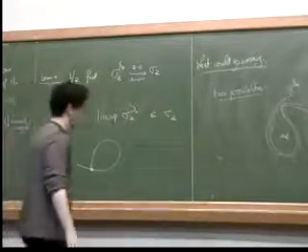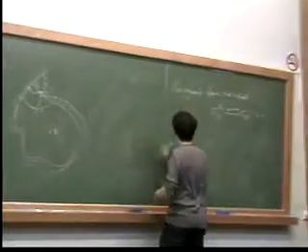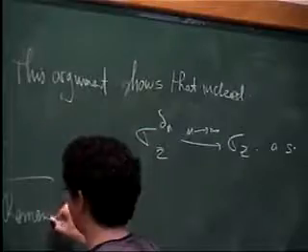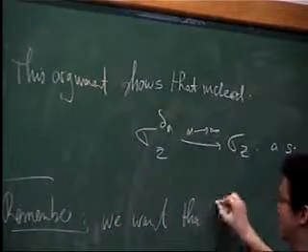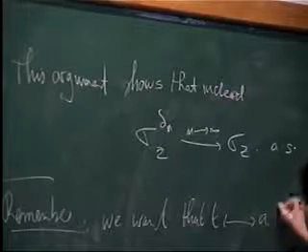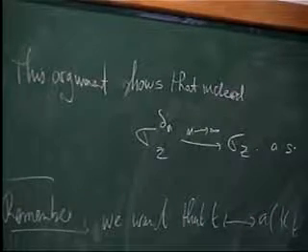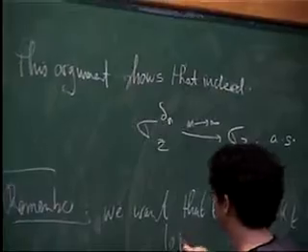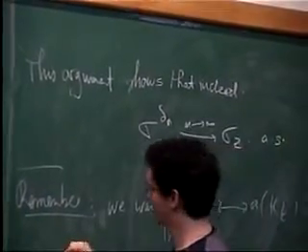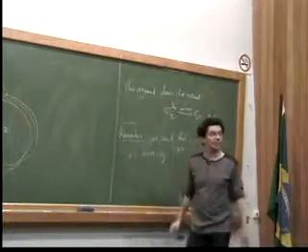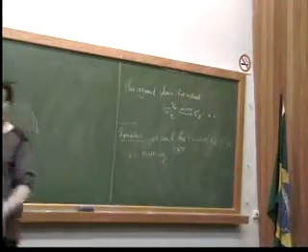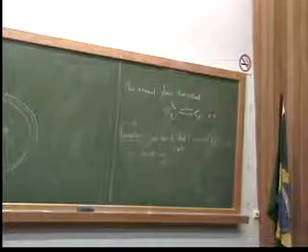Okay. So now, remember what we are after. We want to prove that t goes to A of K_t is almost surely increasing. That's what we are after. So again, we have to look at the different scenarios that would prevent this from being increasing.